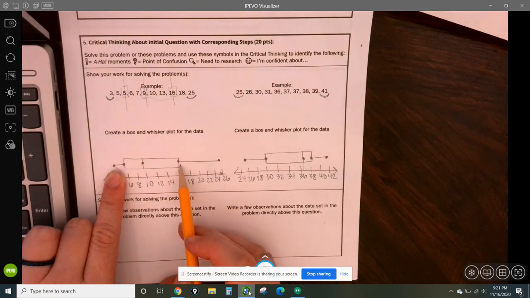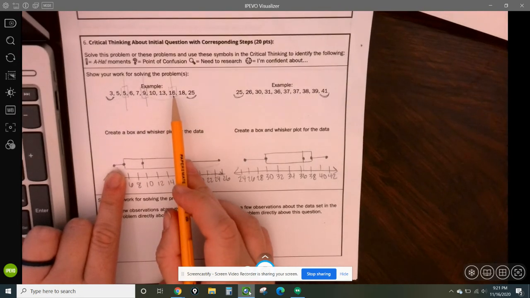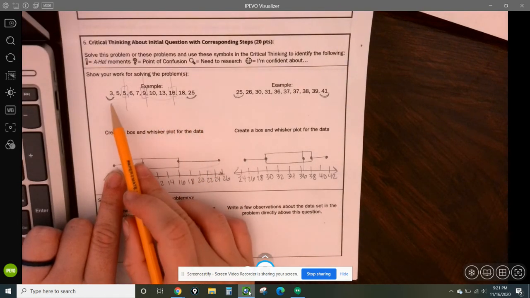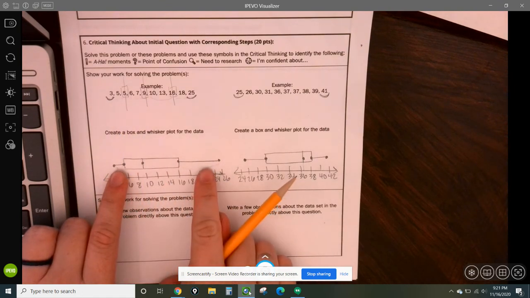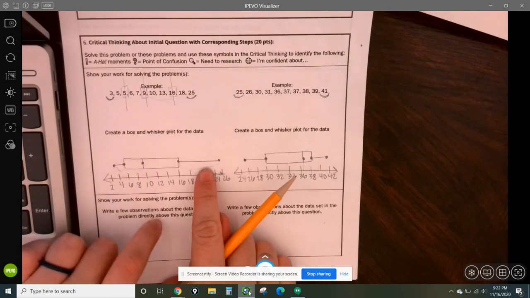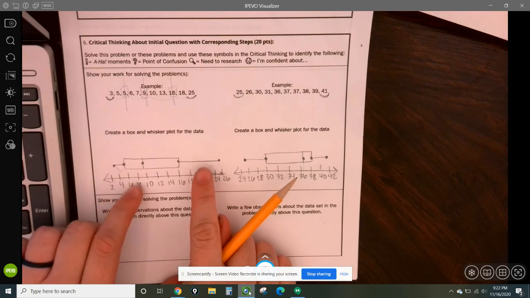Whereas the last quarter of numbers was not very close to each other. It went from 16 all the way to 25. There was a range of 9 there. Whereas here, there was only a range of 2. So that's why this whisker is a lot smaller than this whisker. It just means these numbers, the first quarter of the numbers, were really close to each other. So that's something you could write there. So pause for a minute and write something like that down about why the whiskers are different sizes.